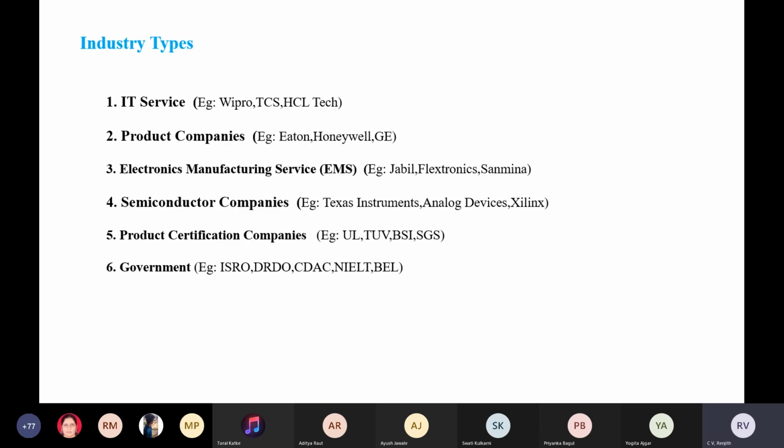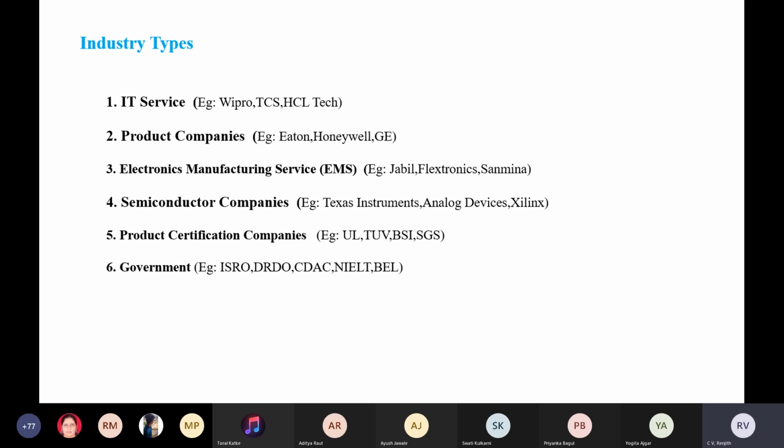Okay, so now let us talk about different types of industry. It's very important for you to know what each type of industry does. I hope all of you are aware what an IT service company is. They don't develop any product. They do different kinds of work. They do software development, a lot of documentation kind of work, quality kind of work. And also they work in core electronics domains. So almost all IT companies work in core domains like embedded software, hardware, VLSI design, signal processing, and so on.